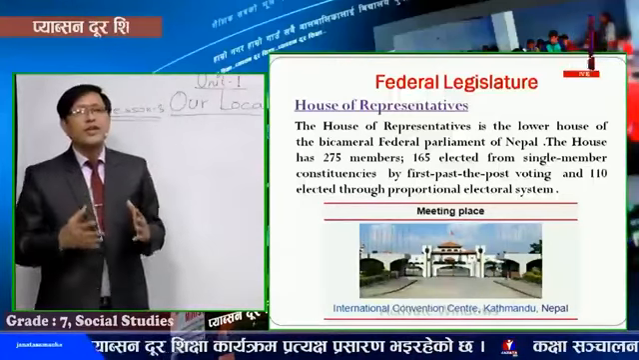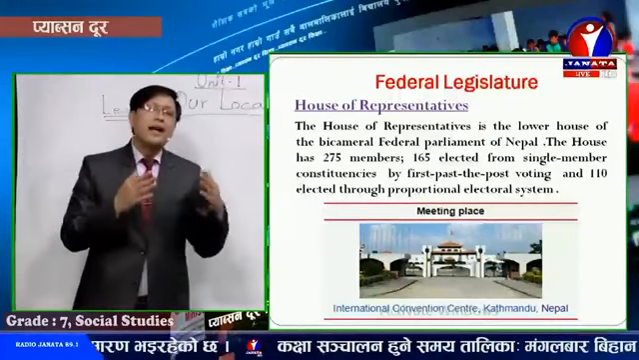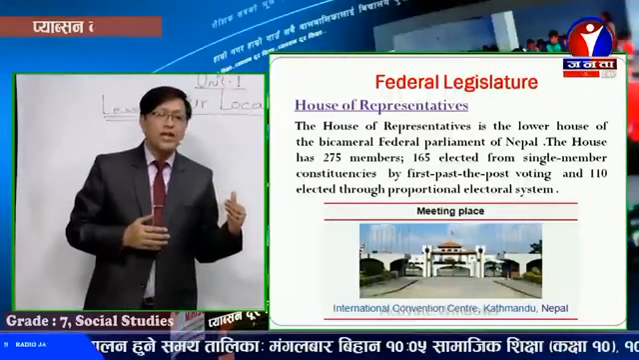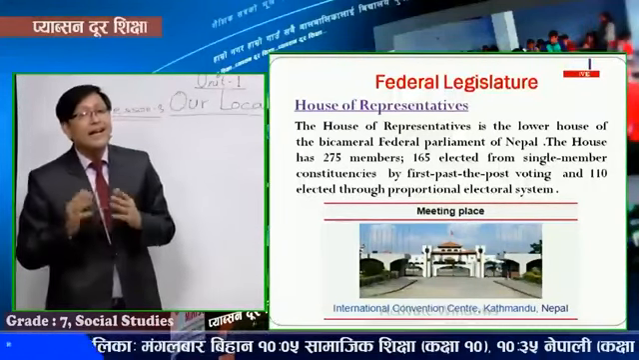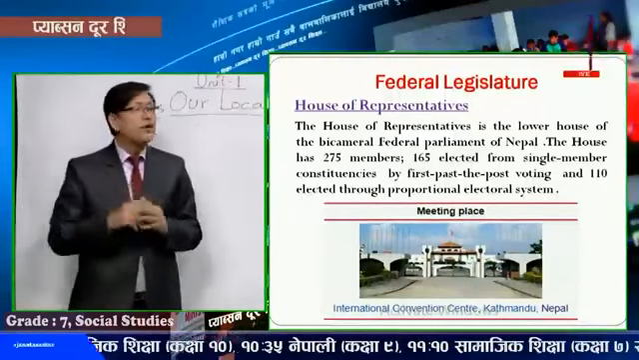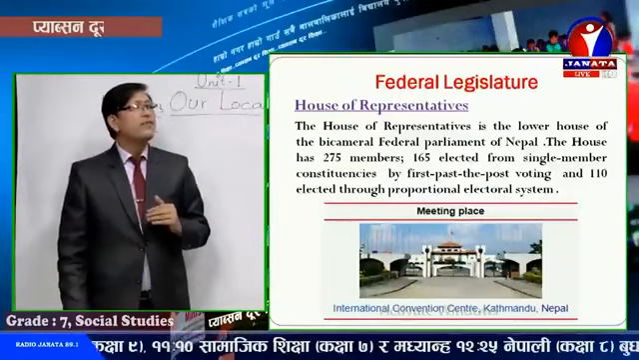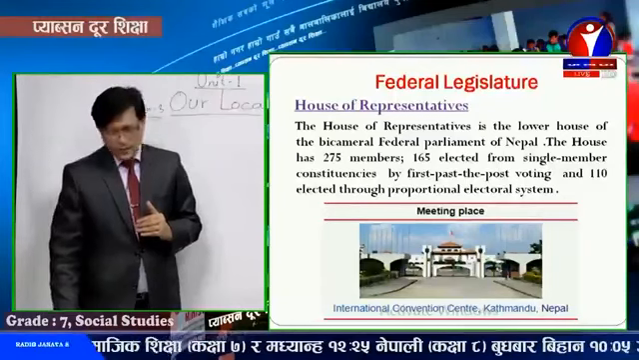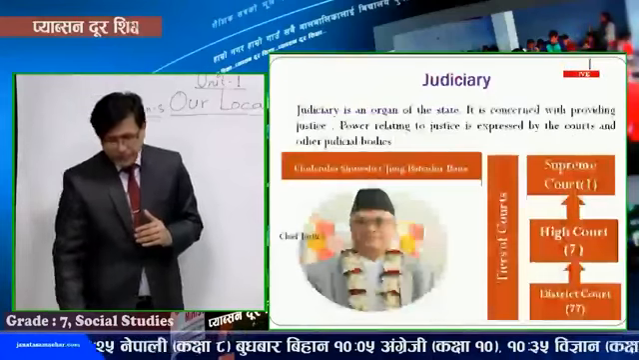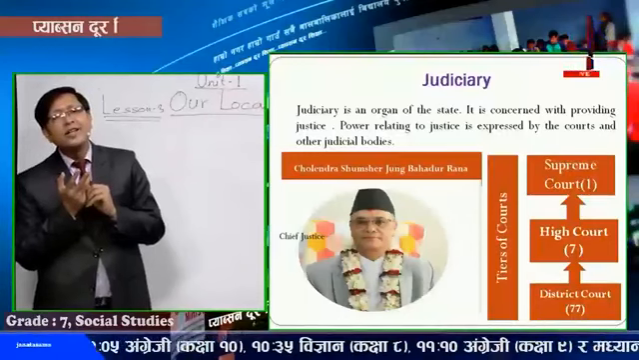Let me tell you once more, there are 275 members in the House of Representatives, all right, and out of which 165 get elected through the first past the post electoral system and 110 get elected through the proportional electoral system. I hope you understood and see the picture. This is the meeting place of the members of the House of Representatives, boys and girls. Now next, we discuss about the federal legislature, all right?